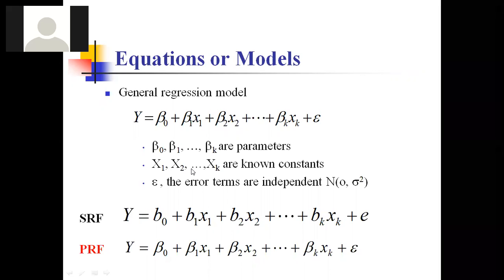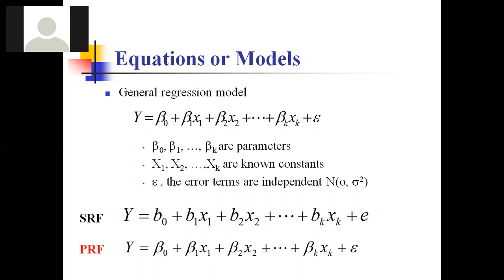There are two types of regressions: the sample regression function and the population regression function. What is the sample regression function? The sample regression function refers to the relationship between one dependent variable and more than one independent variable when we have sample data.